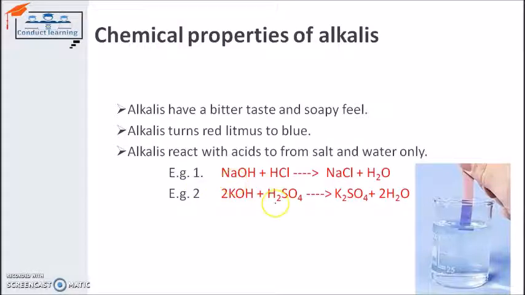Here in this figure you can also see when bases are checked with red litmus paper. The color of the litmus paper is red, and when it is put inside the base, the color of that red litmus paper turns blue. So this shows that there is a base in this beaker.